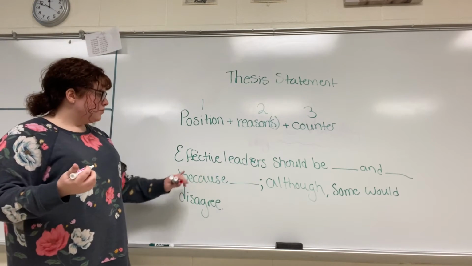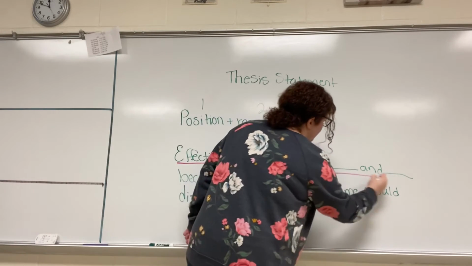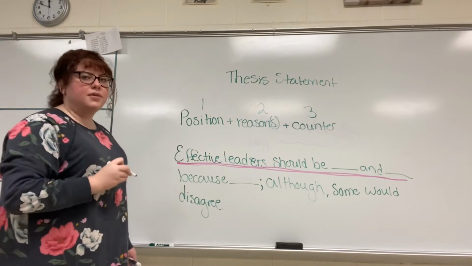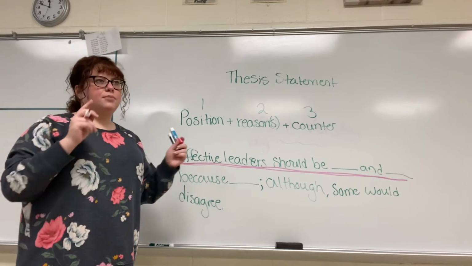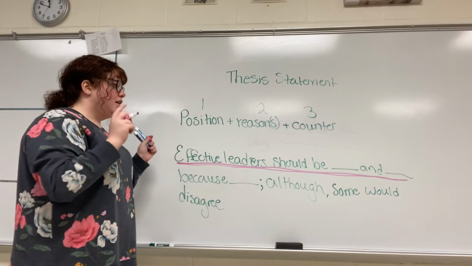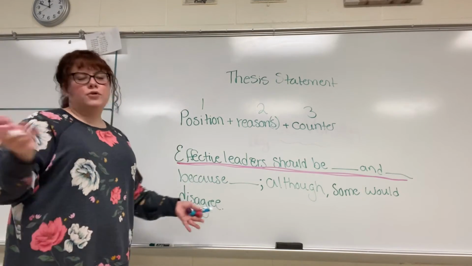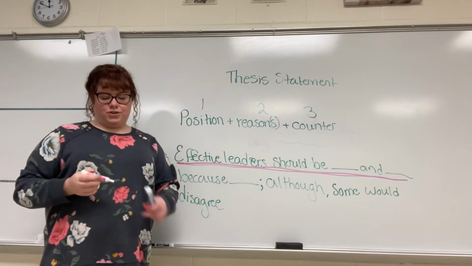So you've got your position. We're going to underline that in pink. Hopefully you all can see that. I think you can. So that's your position. Effective leaders should be blank and blank, either brave and smart or successful and hardworking, whatever. Okay, whatever traits you think, okay? But the pink is your position, okay?